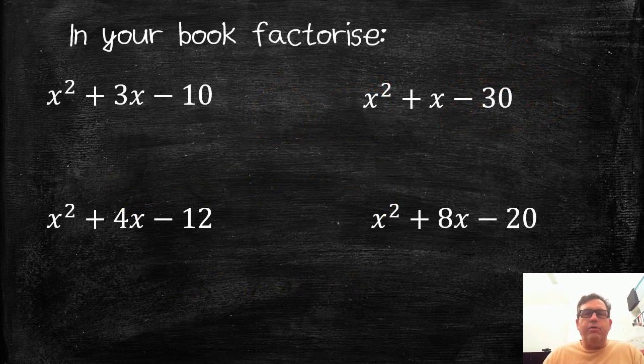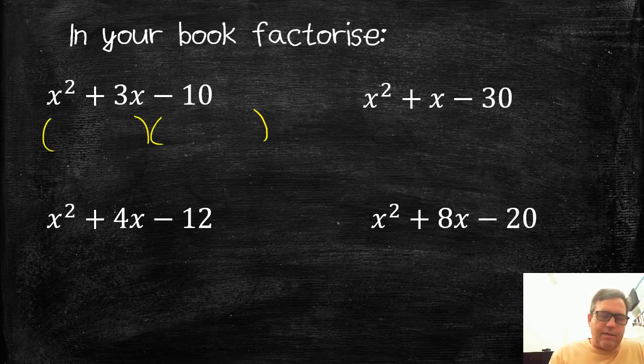Okay, pause the video and you factorize these. Okay, there's no highest common factors. I know it's going to go into brackets. I know it's going to be x and x. What multiplies to minus 10 and adds to 3? Think back to that worksheet we did on the last video. Things that multiply to minus 10 and add to 3 is plus 5 and minus 2.